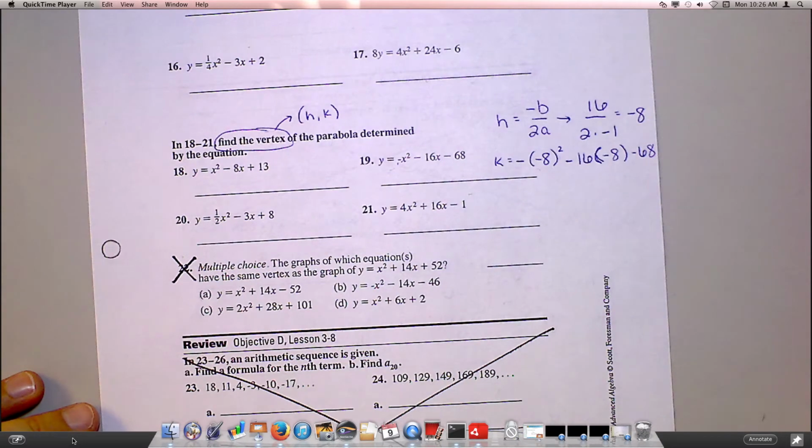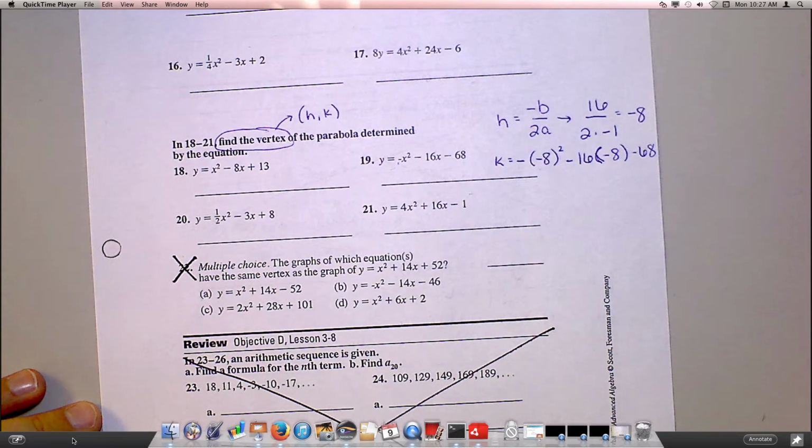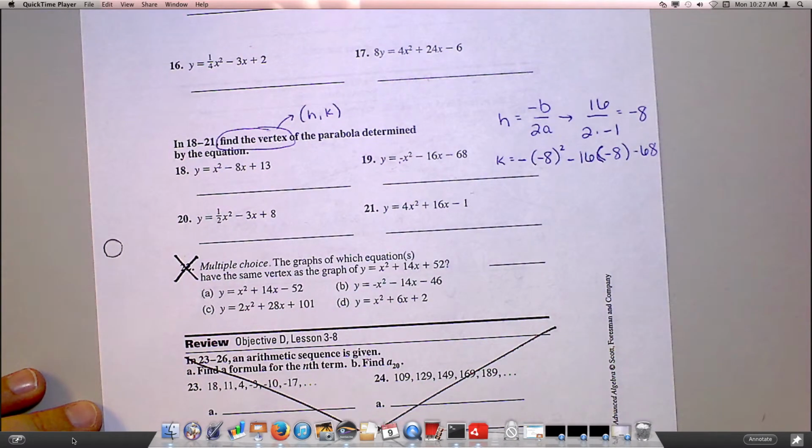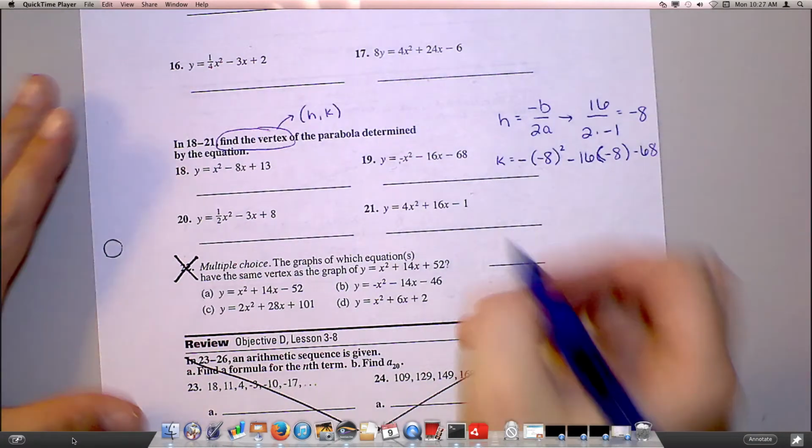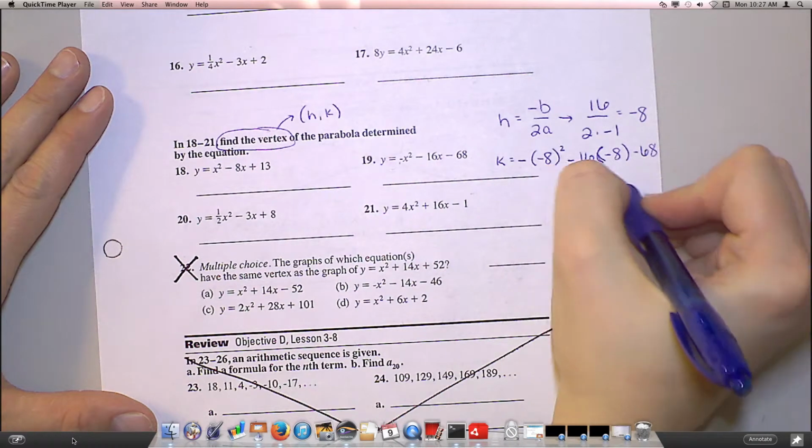Let's see. I'm going to need your help with that. I'm going to say like negative 24, but... Negative 4, okay. So k is equal to negative 4.